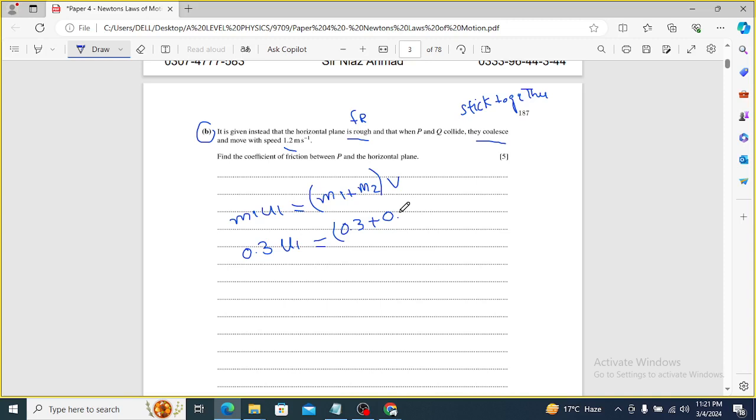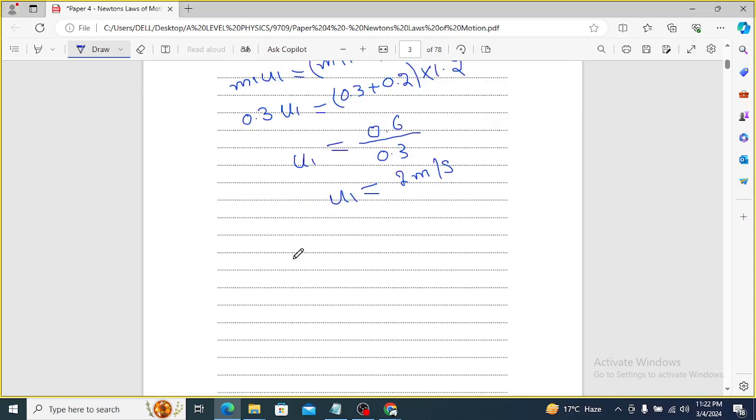I am calculating with the calculator. 0.3 plus 0.2 is 0.5, times 1.2, that's 0.6. So 0.6 divided by 0.3, the answer is 2 meters per second. The velocity u1 we obtain is 2 meters per second.